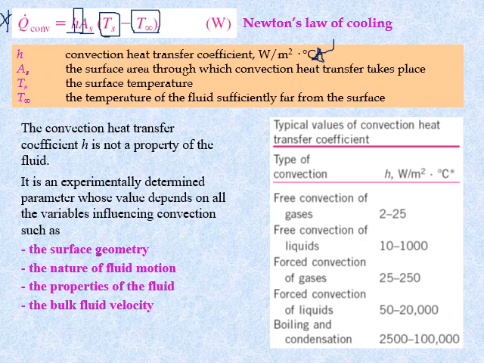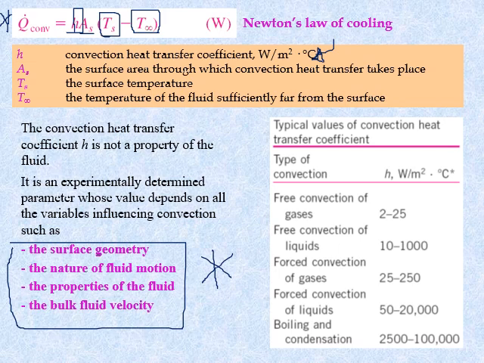So the convection heat transfer coefficient is not a property of the fluid. This is what I mentioned earlier. We need to calculate the value of H to know which H value is suitable for the condition. It is an experimentally determined parameter whose value depends on all the variables influencing convection. These variables are the surface geometry, the nature of fluid motion, the property of the fluid, and the bulk fluid velocity. These are the parameters which will affect the value of H.